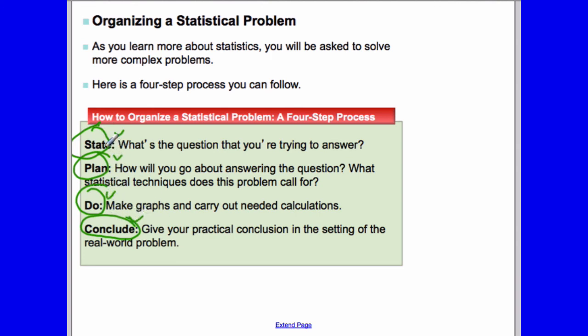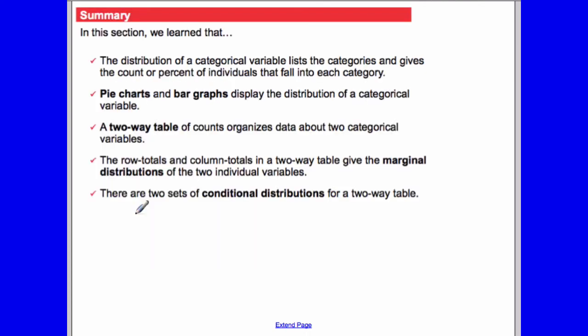If they see that on your test, it's very easy to organize. You write state, write it out. Plan, write it out. Do, write it out. Conclude, write it out. The AP graders will love that, and they'll know that you're already on task, and I will as well, since I'm going to grade like the AP people.